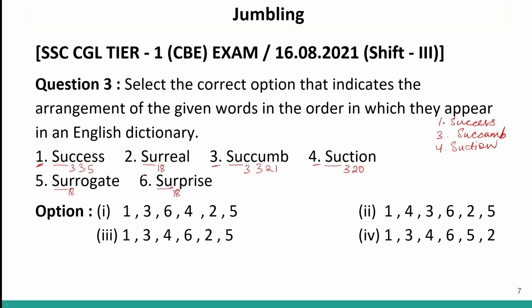Correct? Now let us look for 2, 5 and 6. Here we have R, which is 18. Here we have R, which is 18. And the next letter here we have P, which is 16. So 18, 16 will come next. So the next word will be surprise. Now, in second and fifth, we'll move on to the next letter. Over here we have E, which is 5. And over here we have O, which is 15. So 18, 18, 5 will come before 18, 18, 15. Correct? So the next word will be surreal. And over here the next word will be surrogate.